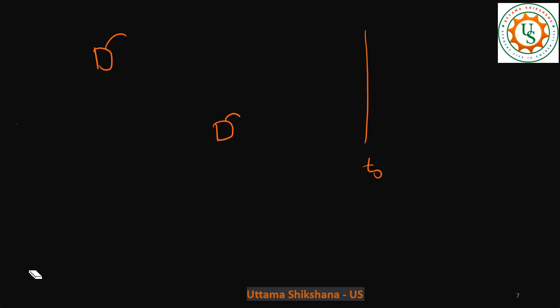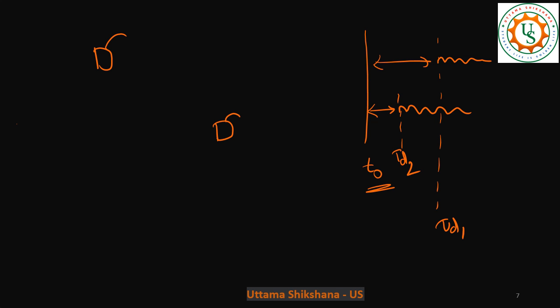Earlier what was happening is that because of delay, the gNodeB expected the signal at T0, but this one reached at this point, tau d1, and this signal reached somewhere here, tau d2. So this much delay is there at the gNodeB.